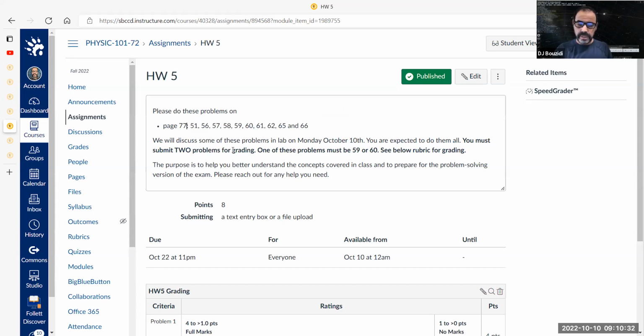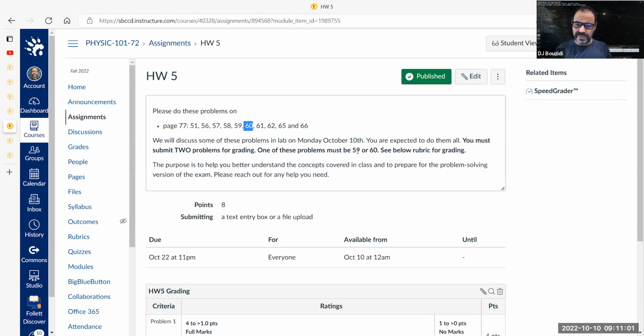Now, you're required to submit 2 problems for grading. One of these problems must be either 59 or 60. So either this one or the other one. They're a requirement, okay? These are required. And then in addition, another problem. So you have to have 2 problems. One of them must be 59 or 60, not both of them, either one or the other, okay?